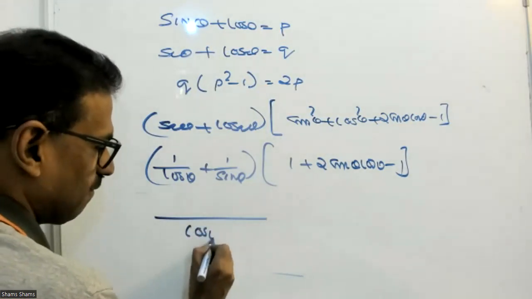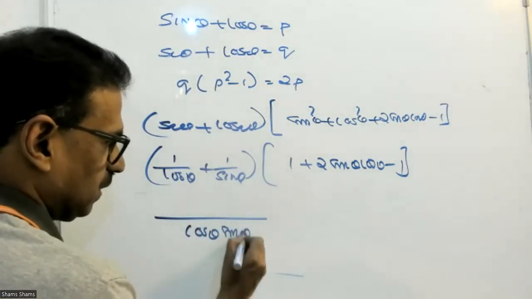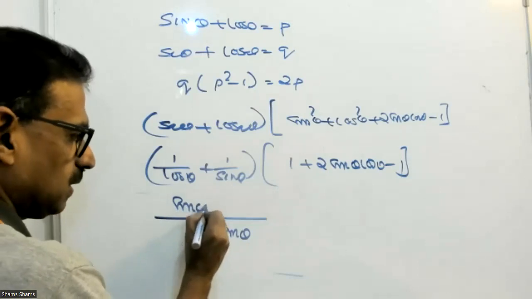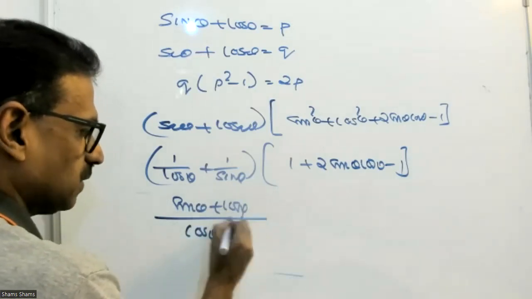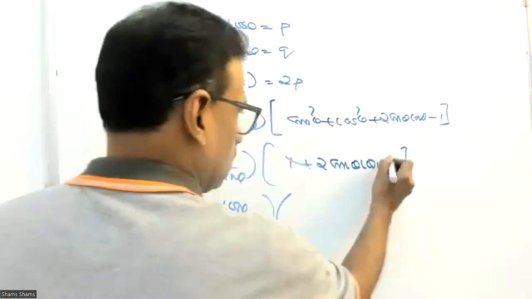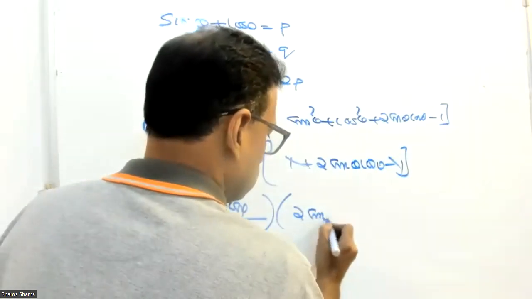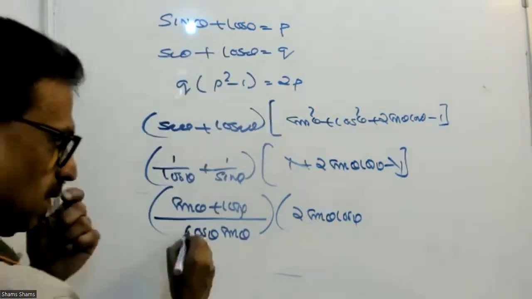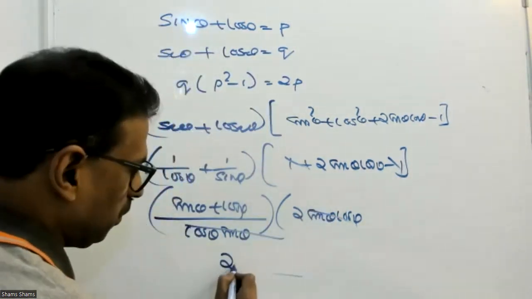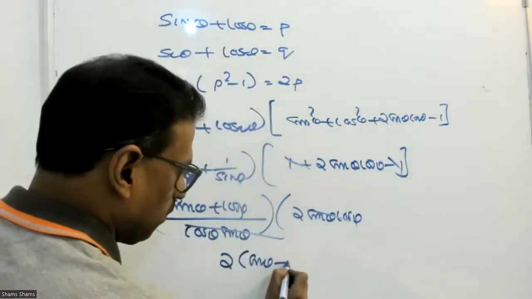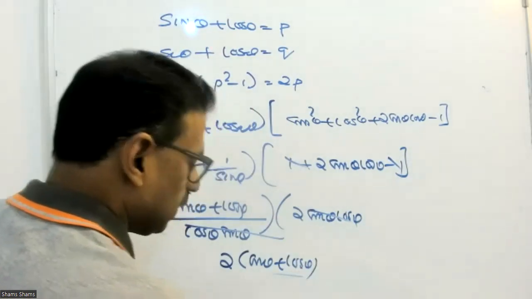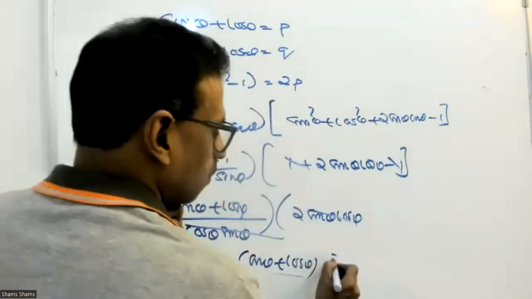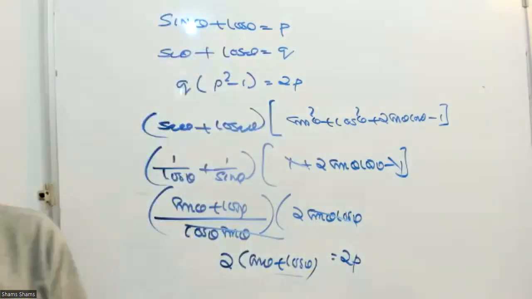LCM: cos theta sine theta. Sine theta plus cos theta. Cancel. 2 sine theta cos theta. Cancel. 2 into sine theta plus cos theta. What is that? p. Equal to 2p. Check the board.